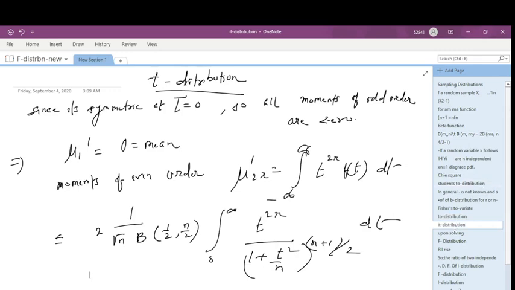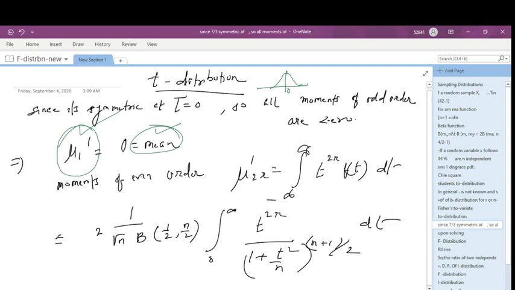Fine. Since the t distribution is symmetric about t equal to 0, as we have seen, all moments of odd order are 0. Any distribution which is symmetric about 0 will have odd order moments equal to 0, right? Why the odd order moment is important is because we know that the first order moment about the origin is equal to the mean, so the mean will be 0 in a t distribution.